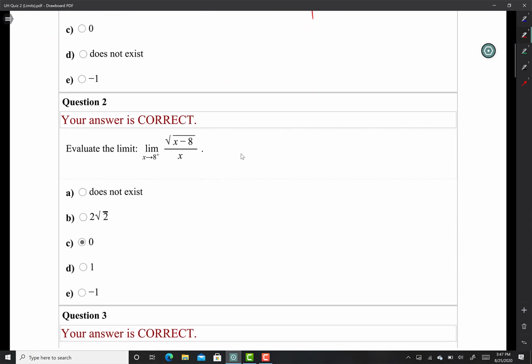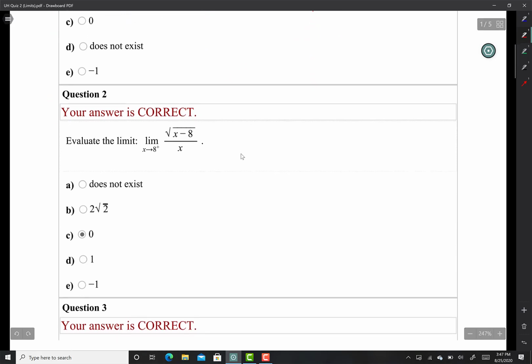All right, guys, on this one, I'm doing direct substitution. The square root of x minus 8 has domain all numbers larger than or equal to 8. So that's the only way I can go. I can only go from one direction, from the right-hand side. So I can just do direct substitution on this one. Square root of 8 minus 8, that's 0, divided by 8, 0 divided by 8, that's 0.